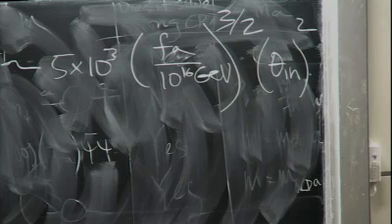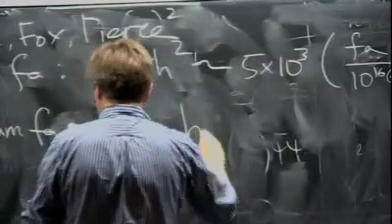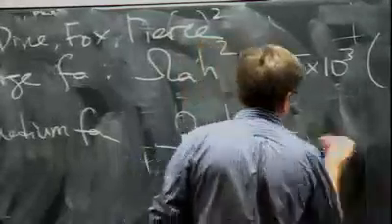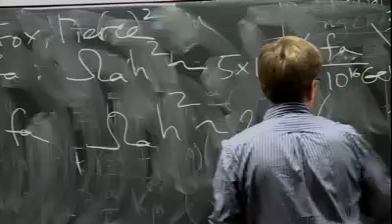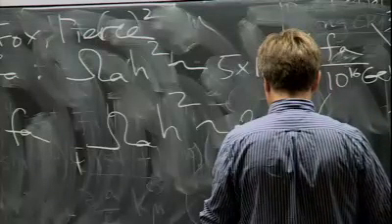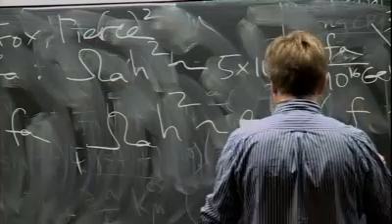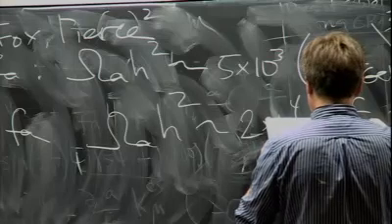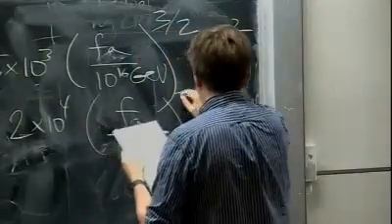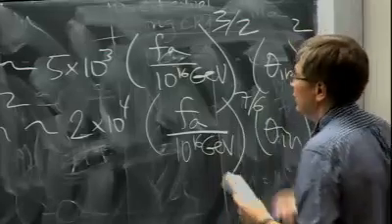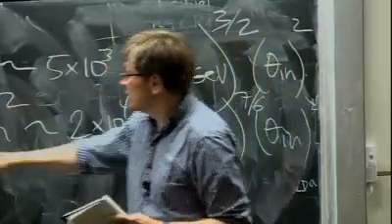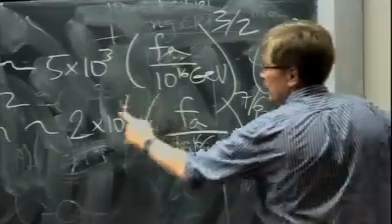you get basically 2 times 10 to the 4, F_A over 10 to the 16 GeV to the power 7/6, and again initial displacement squared. So you notice that this is the energy density today in these axions. Notice that these are large numbers.